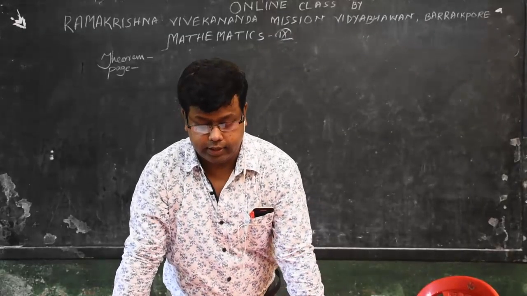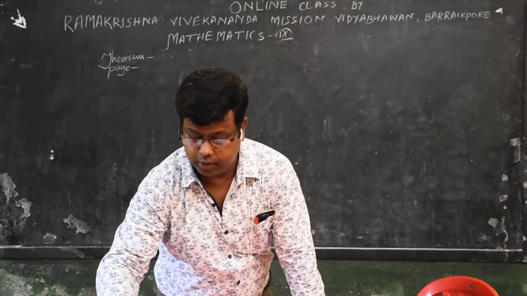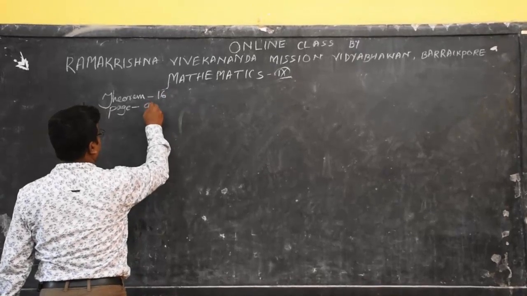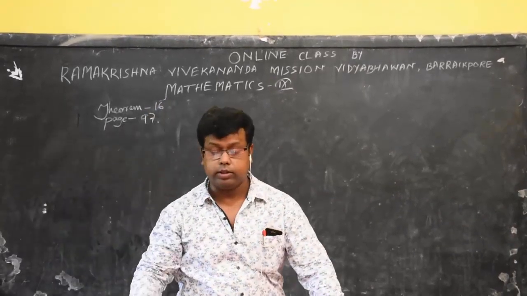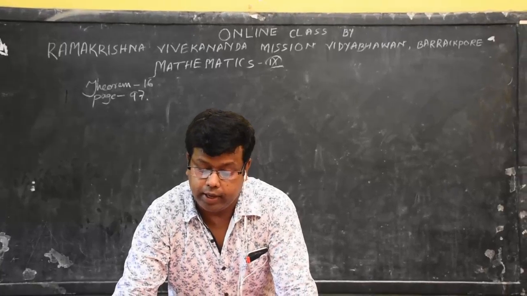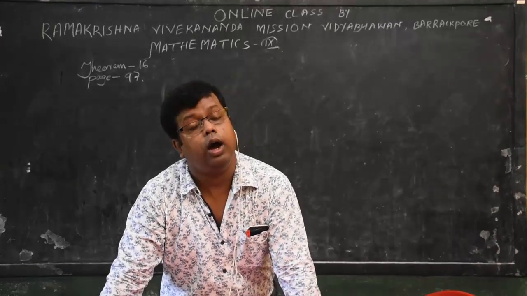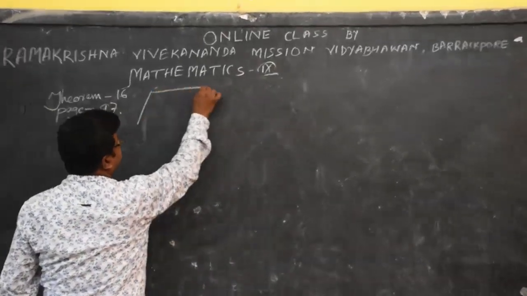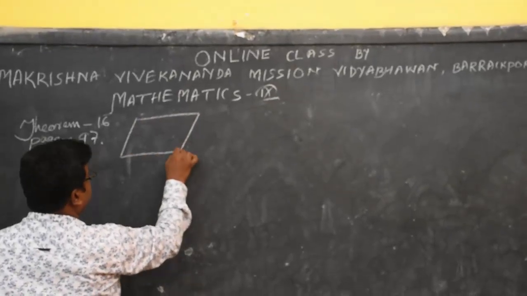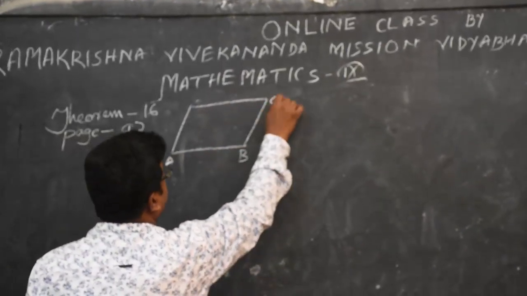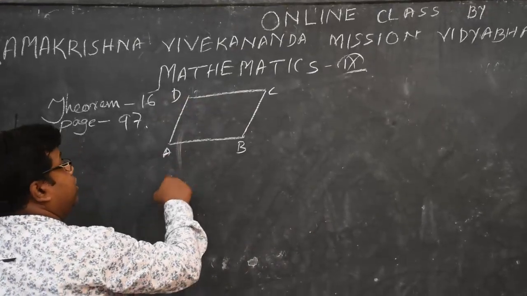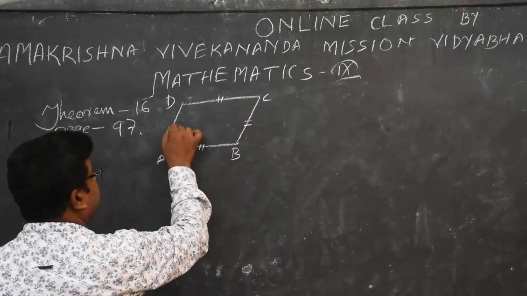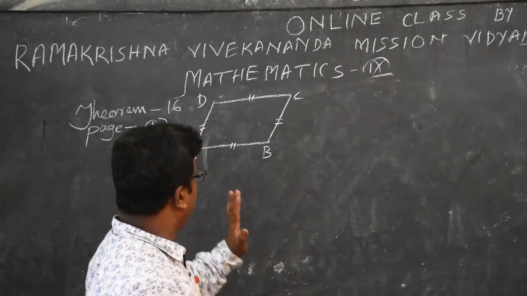Now we are going to understand theorem number 16. It is given on page number 97. The theorem is: if the opposite sides of a quadrilateral are equal, then the quadrilateral will be a parallelogram. Suppose ABCD is a quadrilateral whose AB equal to DC and BC equal to AD. Required to prove ABCD is a parallelogram.